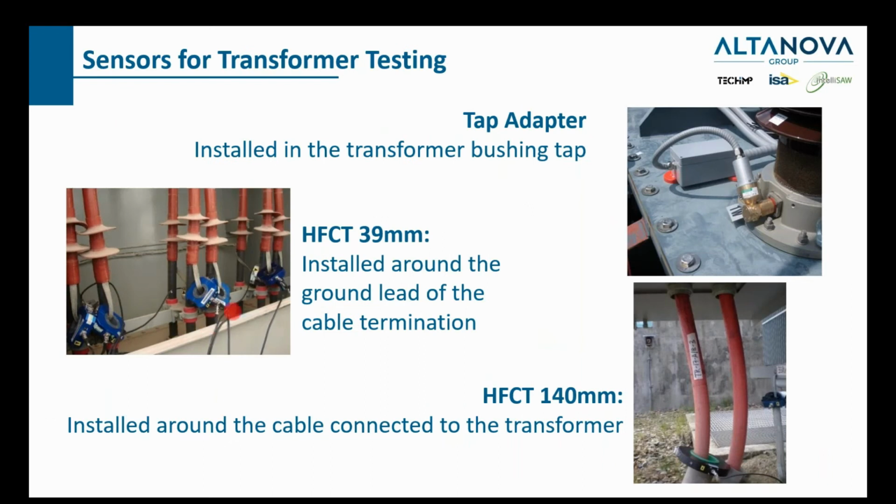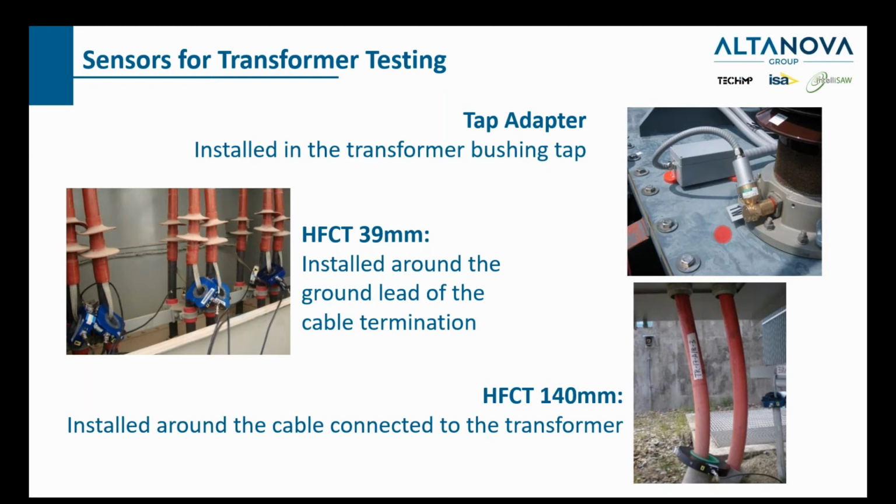And for the transformer test, we still have the HFCTs, and there's one specific sensor for the transformer testing, the tap adapter. So the tap adapter, very powerful sensor that's installed in the transformer bushing tap. Installation itself might be a challenge. Some transformers probably we don't have access to that, but once we have it, it can give us a lot of useful readings. This, by the way, is also the recommended sensor that we use for the transformer monitoring solutions.